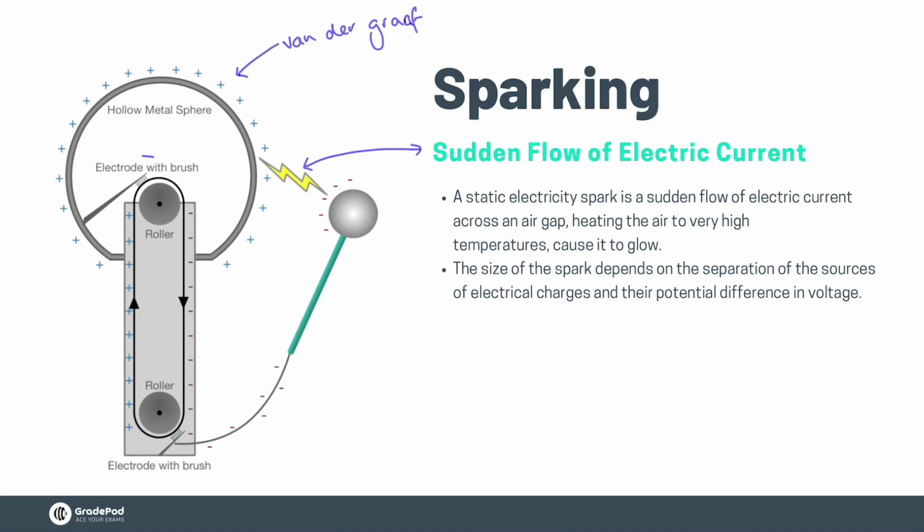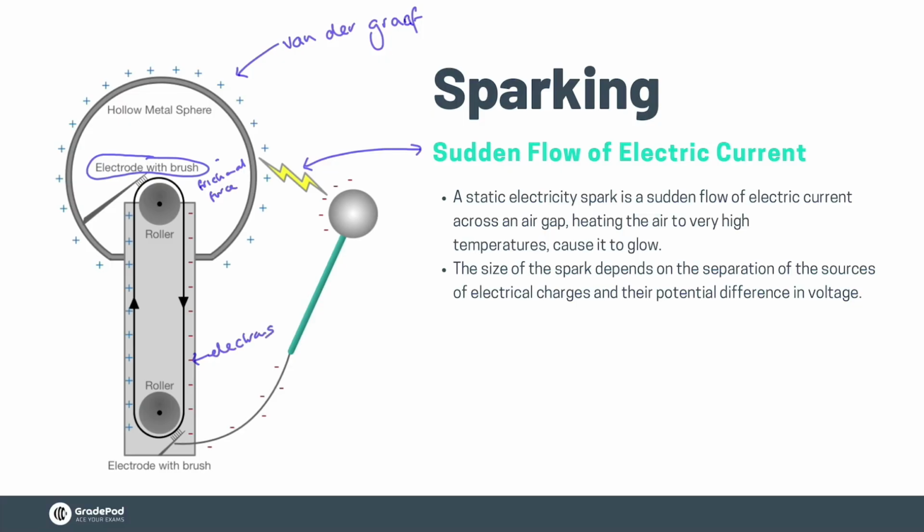What's really happening here is this electrode with the brush is causing a frictional force between the brush and the roller. That means that it's gaining an excess of electrons on this side.